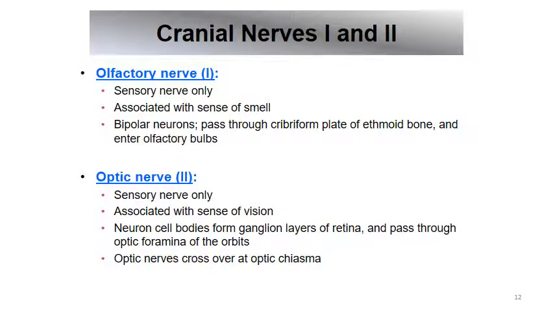Okay, so now the functions for some of these nerves. Olfactory nerve we have to know. Olfactory nerve, know that it picks up the sense of smell. Optic nerve is for vision.